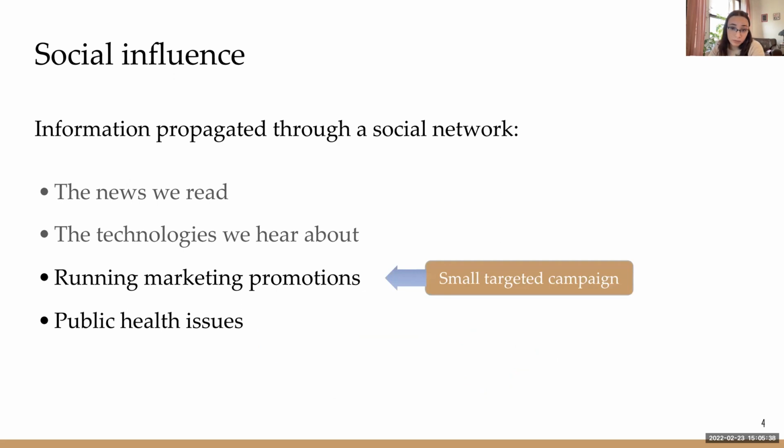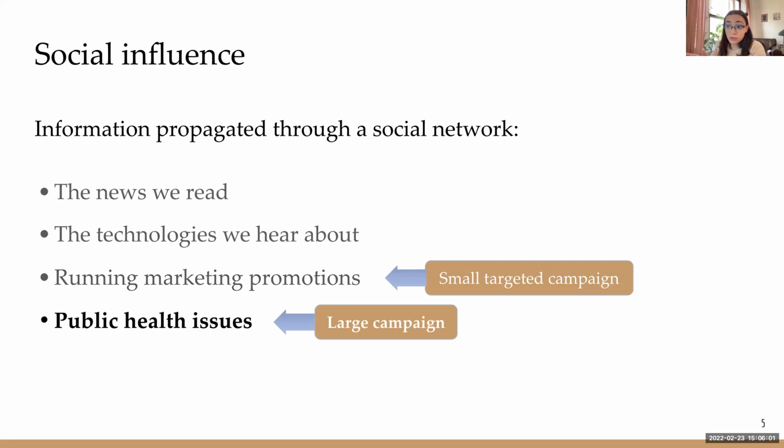In the case of running a marketing promotion, you may want to think about targeting a very specific group of people and running a targeted campaign to make sure that the information you give is relevant for that particular group. Whereas in a public health issue, we would run a large campaign based on the assumption that everyone in our population is interested in the information that we have to give. And this is the setting that we were focusing on. So we're not thinking about how to target specific groups, but how to efficiently disperse information to a population in general.